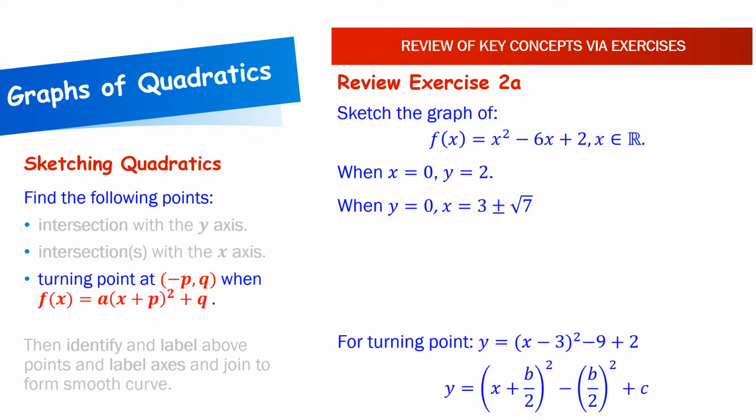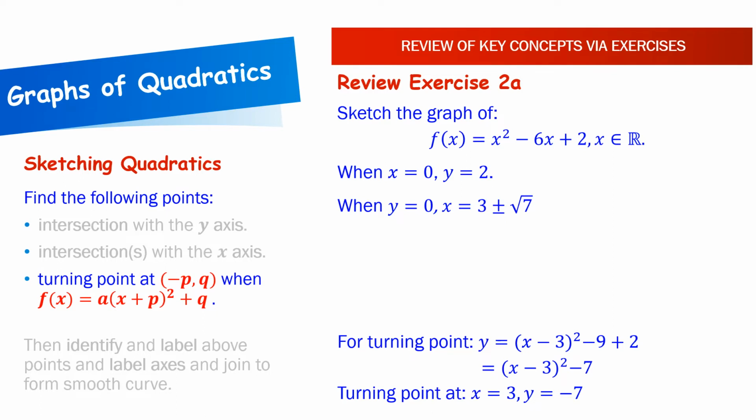Now for the turning point. We express y in the form x minus 3 all squared minus 9 plus 2. This is equal to x minus 3 all squared minus 7. So the turning point is at x equals 3, y equals minus 7.